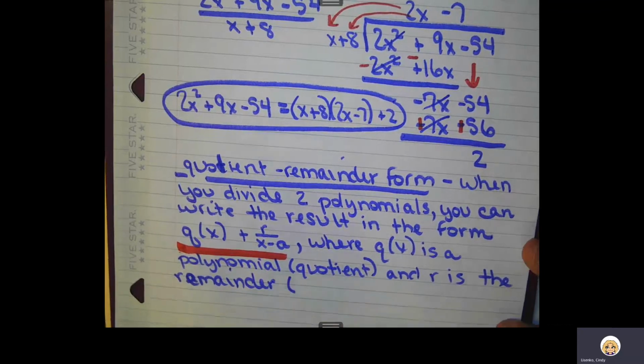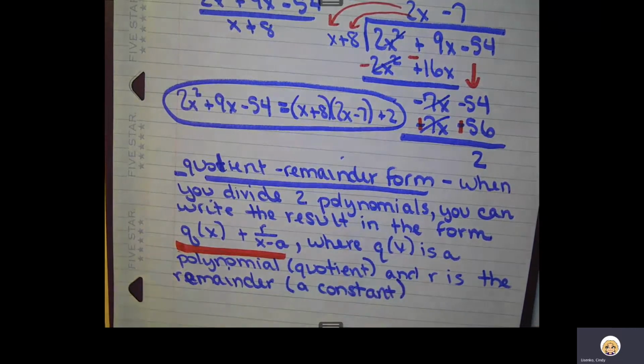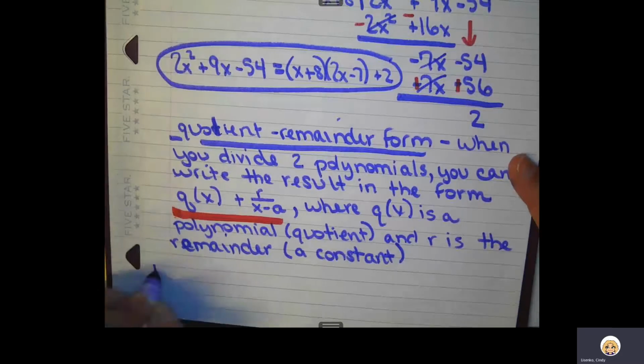And that's always going to be a number, a constant number. So I'm just going to put in parentheses a constant. That just means a number. So I'm going to have us rewrite the answer we just had above when we divided in quotient remainder form. So we just did example A. I'm going to write this as example B.